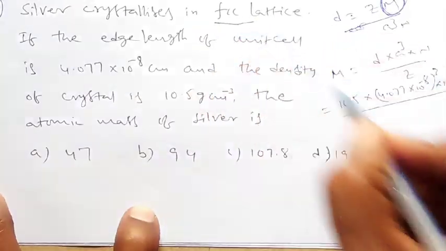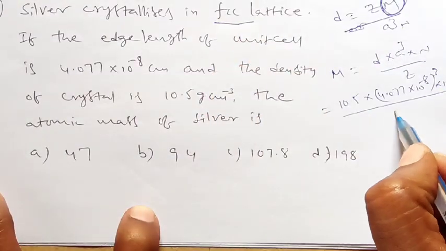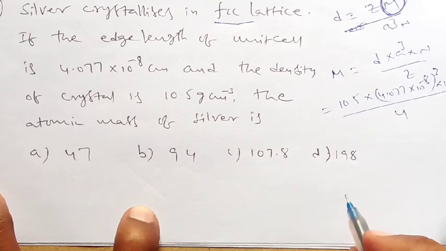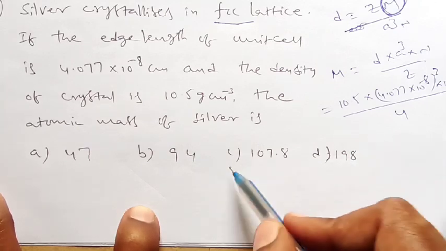Z nothing but, what structure it is? FCC structure. They only said FCC structure. What is the Z value? 4. So if you simplify the value, you will get nearly 107 point something, means 108.